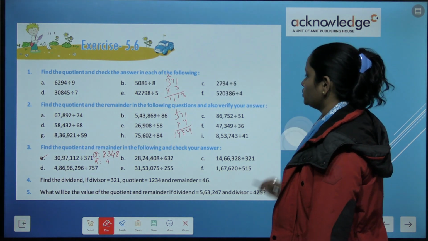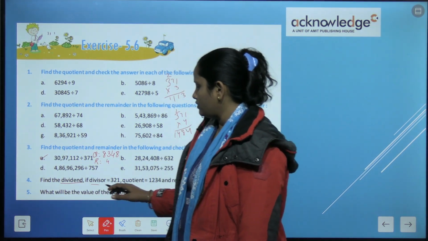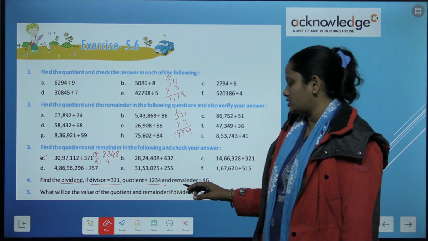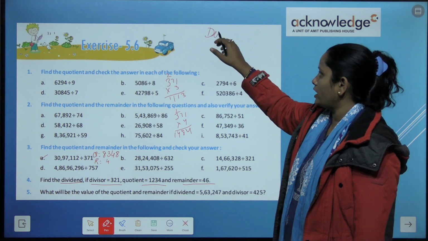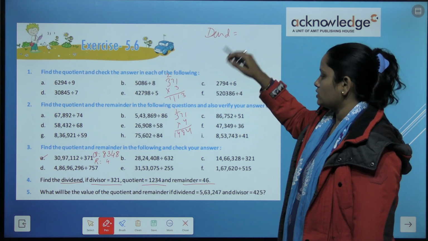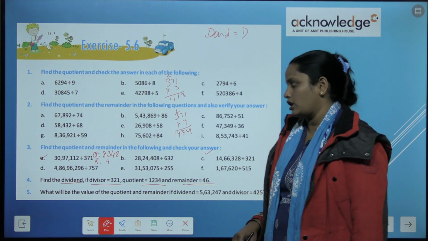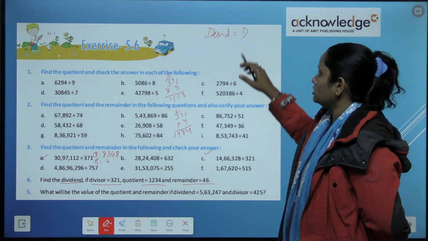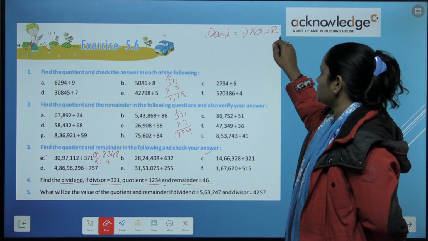Now let's move on to the next question. Find a dividend if the divisor is this, the quotient is this and the remainder is this. So the dividend formula is equal to divisor. In this question you have to check also your answer. So here, divisor into quotient plus remainder.